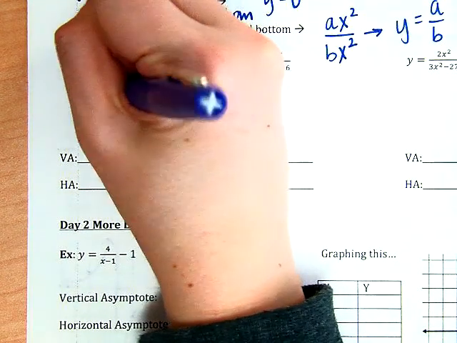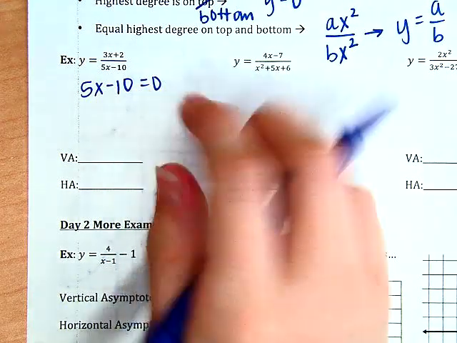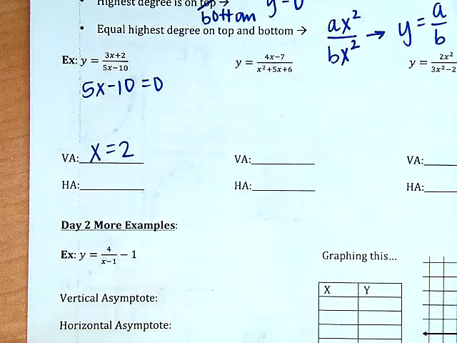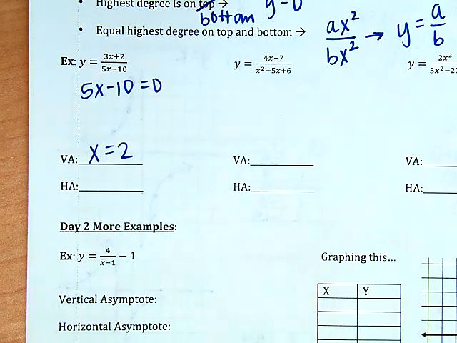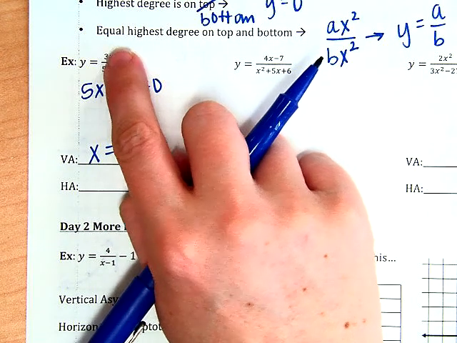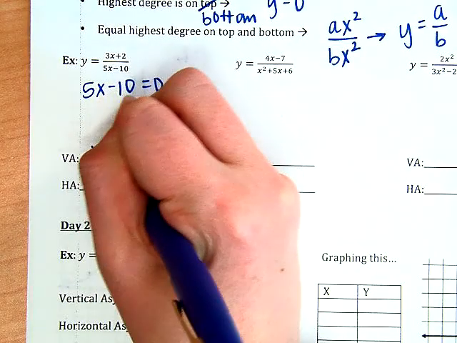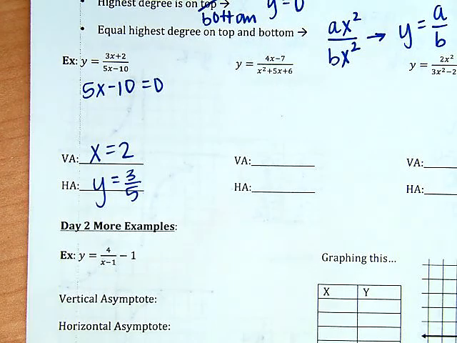So looking at the last few examples on here, my vertical asymptote happens when the bottom is equal to 0, 5x minus 10 equals 0, add 10 over, divide by 5, and I get x equals 2. Horizontal asymptote, my powers are equal here. I have x on top and x on bottom. So I just look at the numbers in front. It's 3 over 5. Y equals 3 over 5.